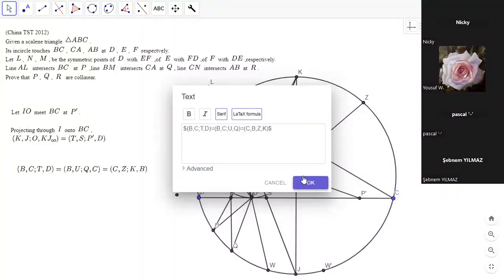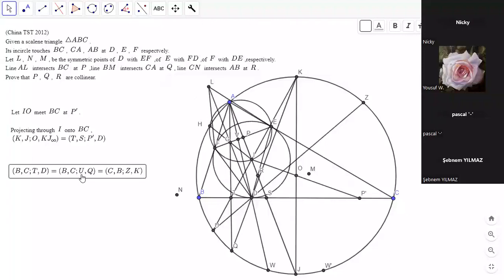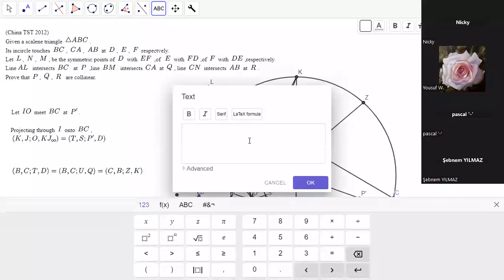Yeah. And then let AG meet BC at T prime.